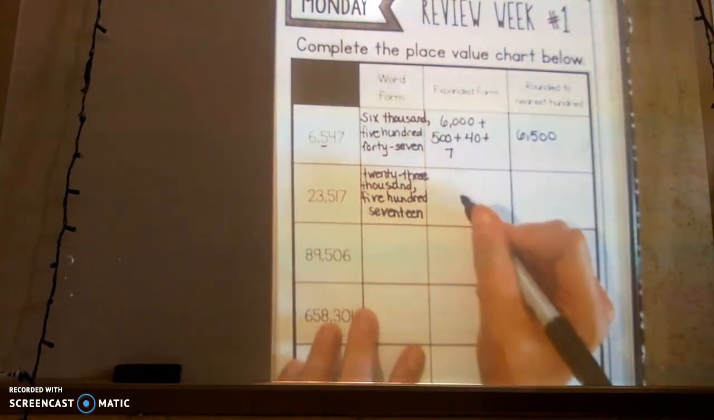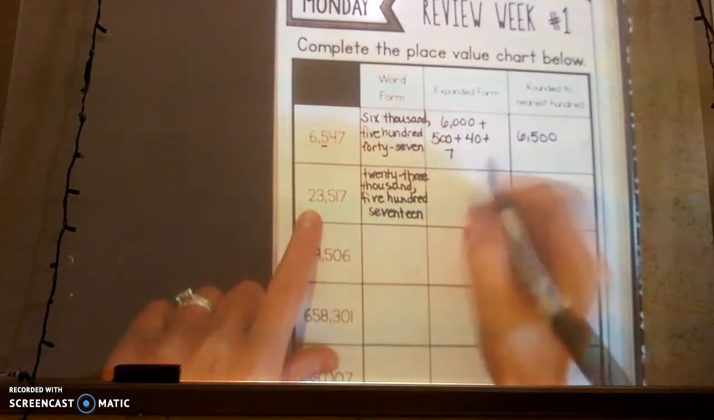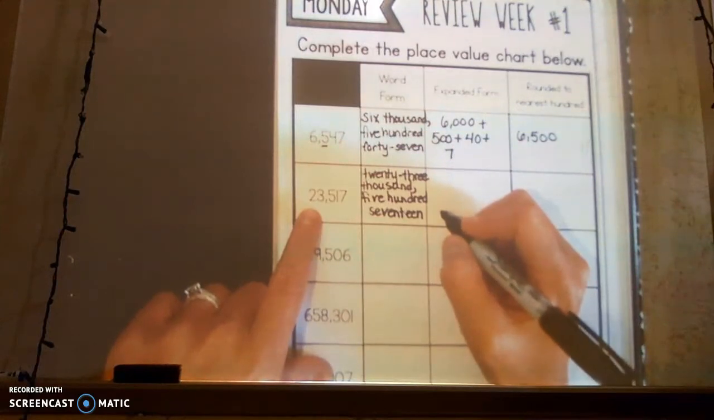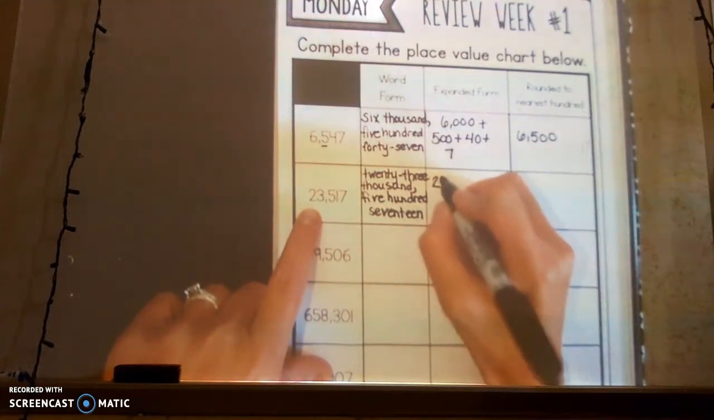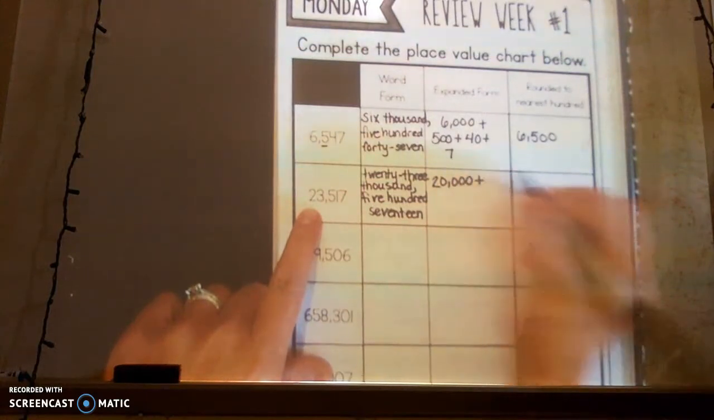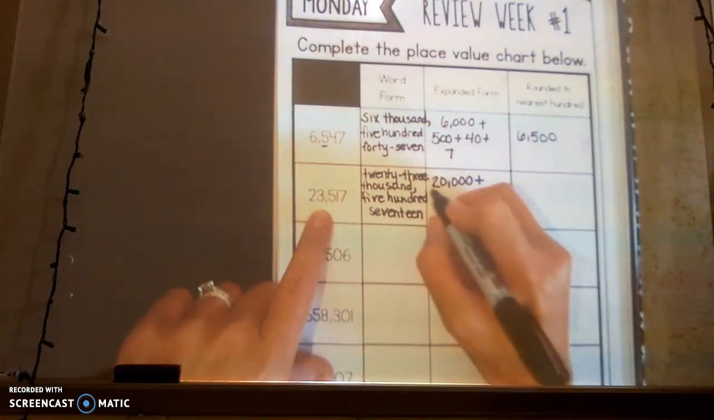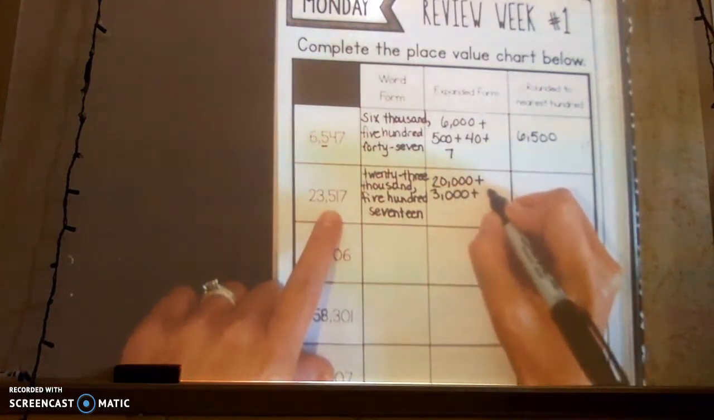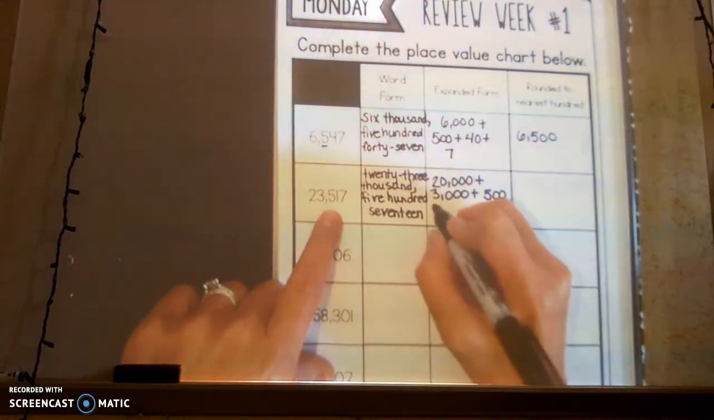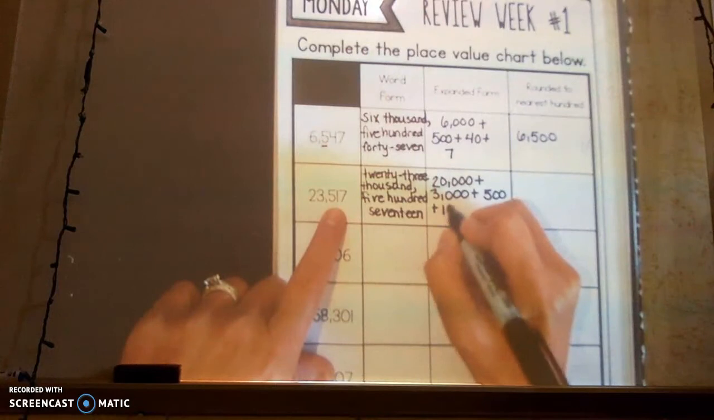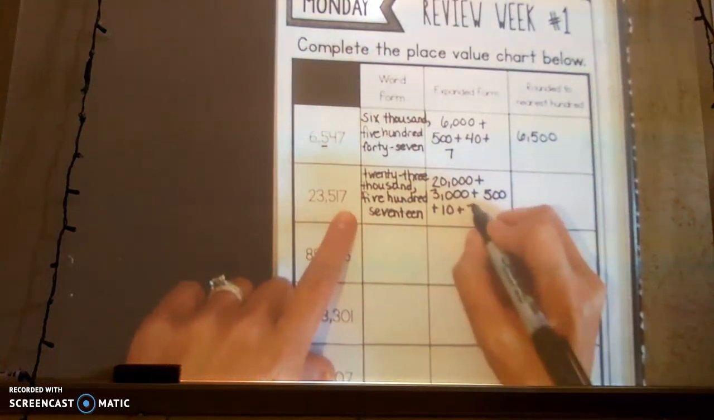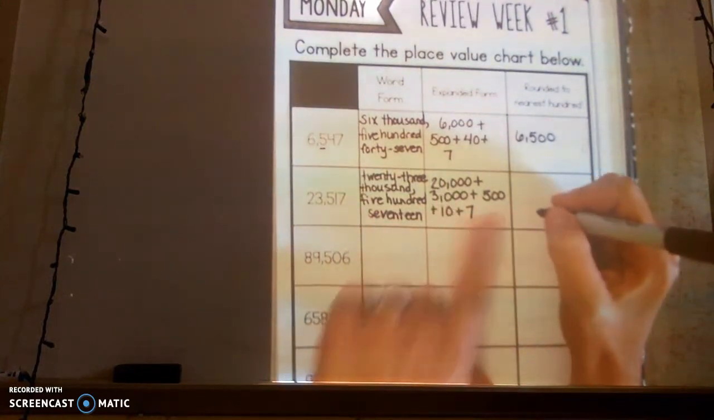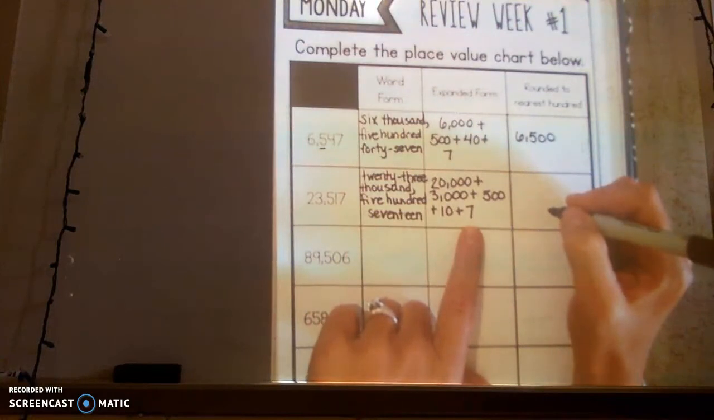Okay, now I'm going to move over and do my expanded form just like we did with this one. Start at my largest place value. That's a 2 in the 10,000s place. So 2 10,000s would be 20,000 plus 3,000s, 3,000 plus 500s would be 500 plus 1 ten would be 10 plus 7 ones would be 7. So 20,000 plus 3,000 plus 500 plus 10 plus 7 is my expanded form.